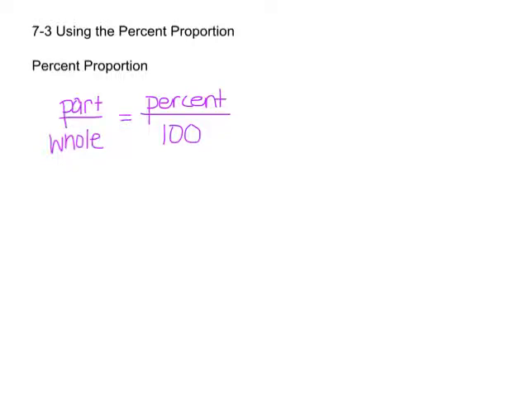For this lesson, we're going to start using percent proportions. A percent proportion is when we can set up a proportion that compares our part over our whole equal to the percent over 100. And we're going to take a look at a few examples to show us that.